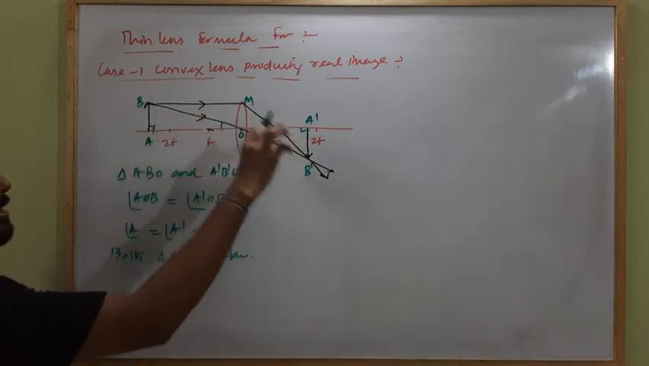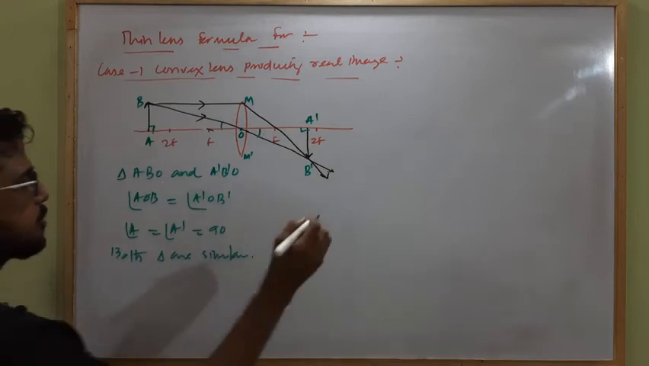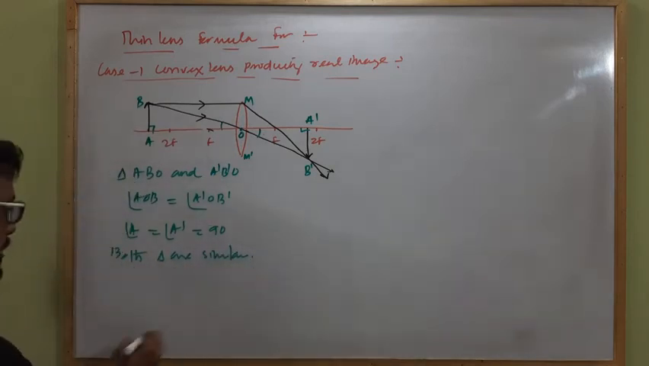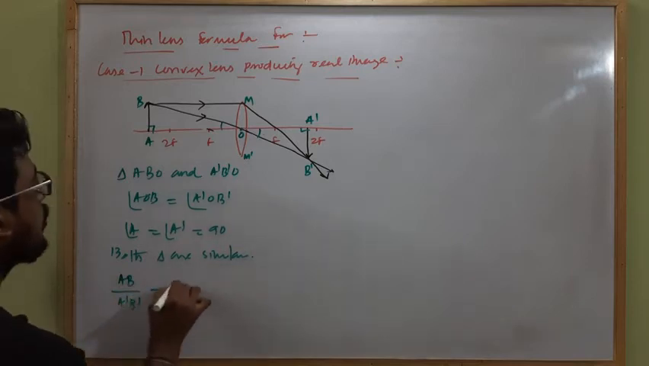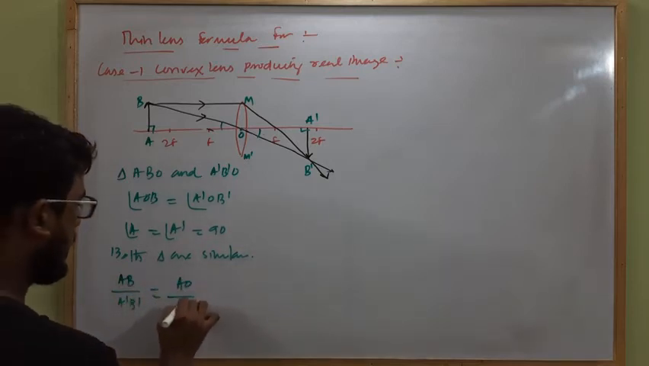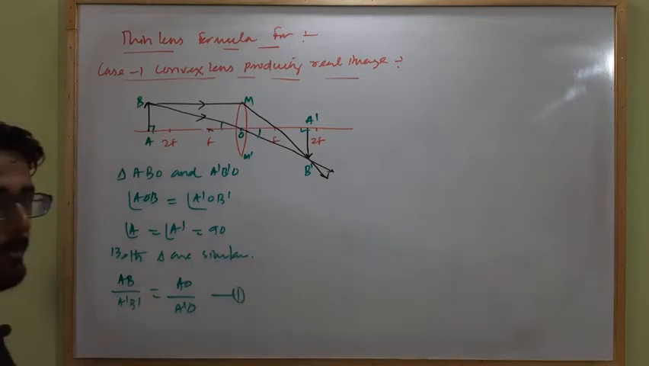That's why the ratio of the corresponding sides will be the same. So we can write, as both the triangles are similar, AB divided by A dash B dash will be equal to AO divided by A dash O. Let it be equation 1.